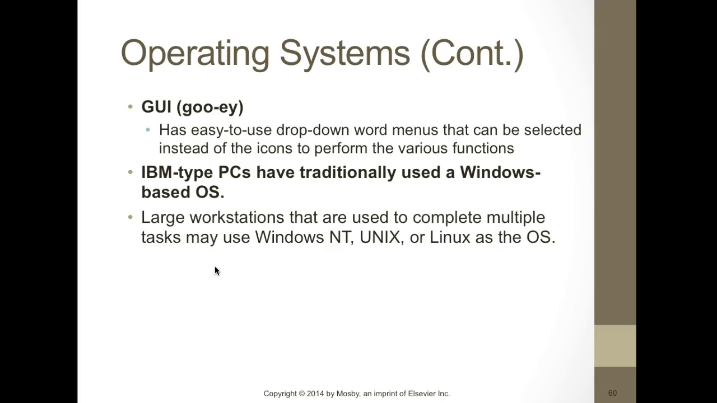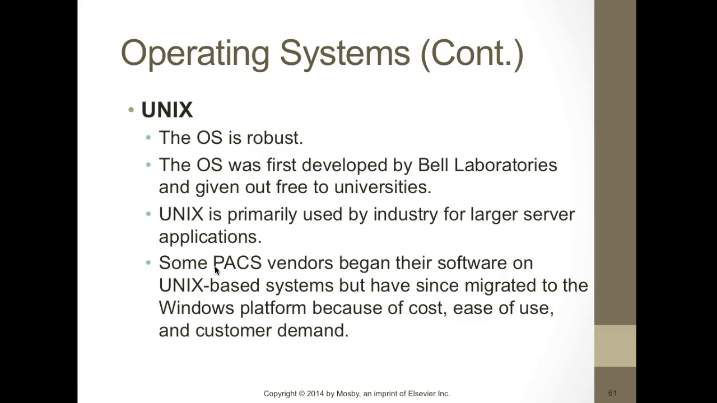All right, so IBM is typically Windows, as you know. Large workstations that are used to complete multiple tasks may use Windows, NX, Unix, Linux, or other OSs. Unix is more robust. It was first developed by Bell Laboratories, and it was given to universities, which is kind of cool. Unix is primarily used by industry for large server applications. Some PACS vendors began their software on Unix-based systems, but have since migrated to a Windows platform because of the cost, ease of use, and customer demand.